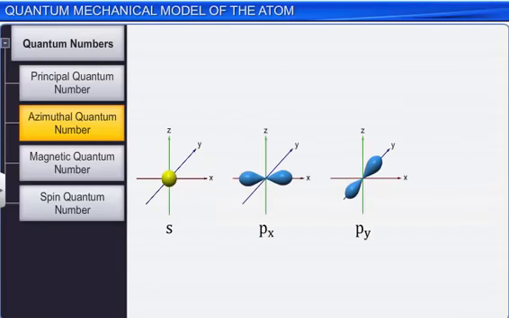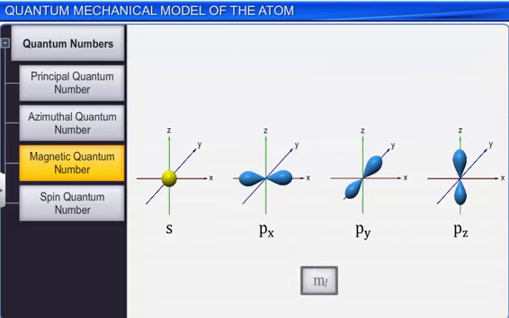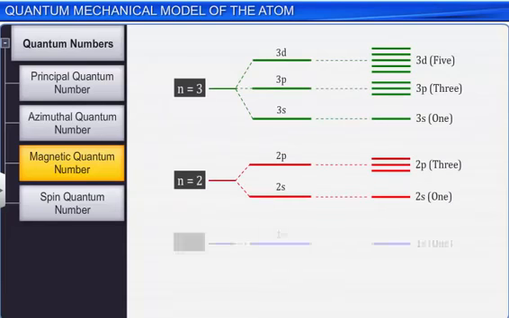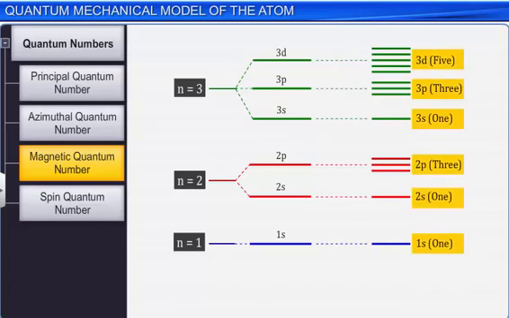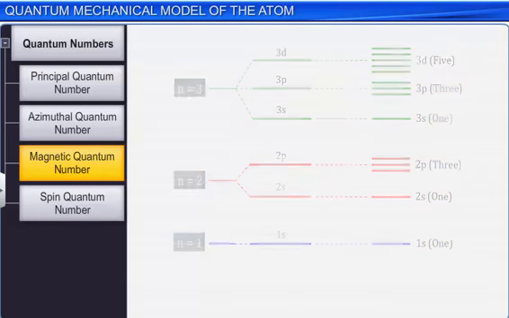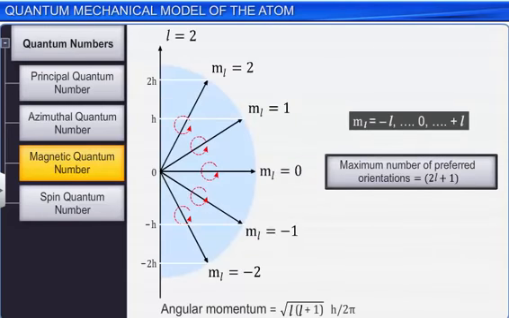The number of preferred orientations of electrons belonging to a subshell is given by another quantum number called the magnetic orbital quantum number ml. Each orientation corresponds to an orbital. Therefore, magnetic quantum number helps to determine the number of orbitals within each subshell. For a subshell, there can be a maximum of 2l plus 1 preferred orientations or orbitals with values ranging from -l to +l, including 0.